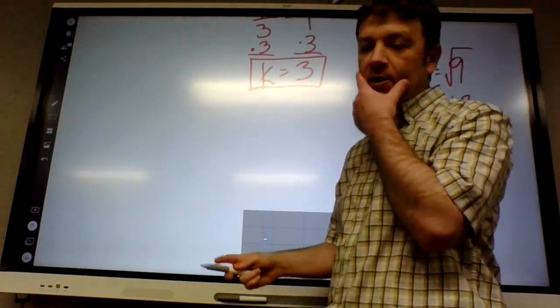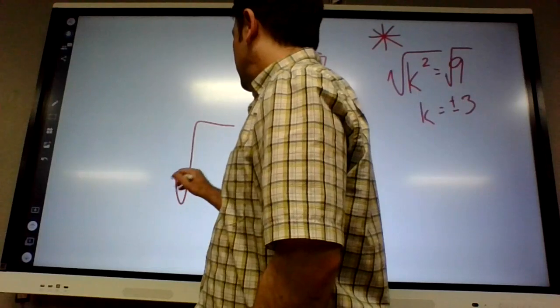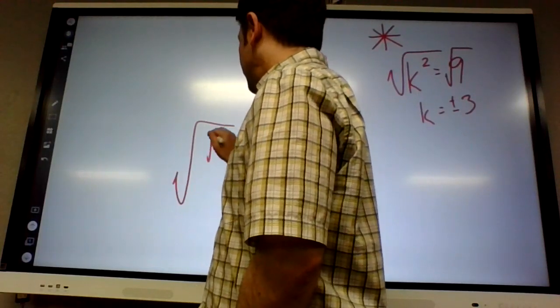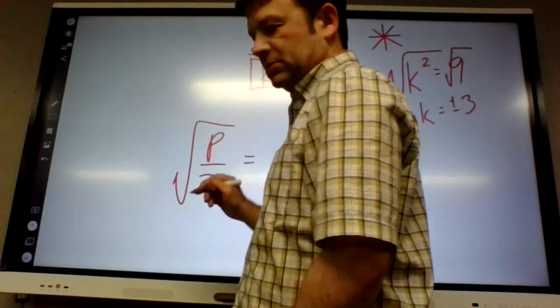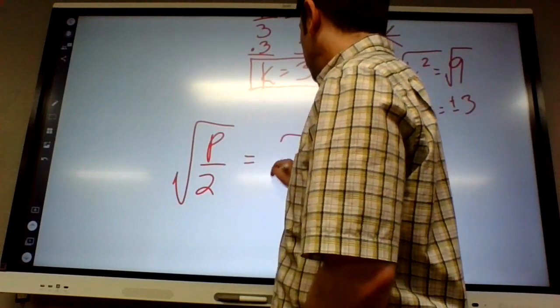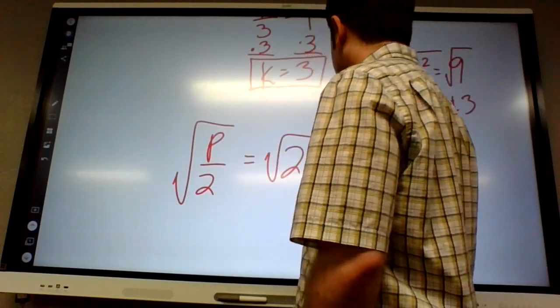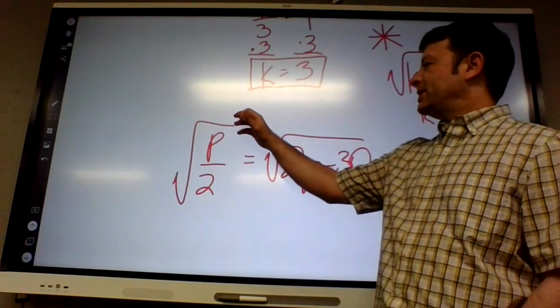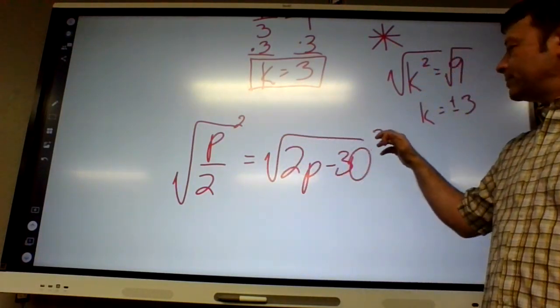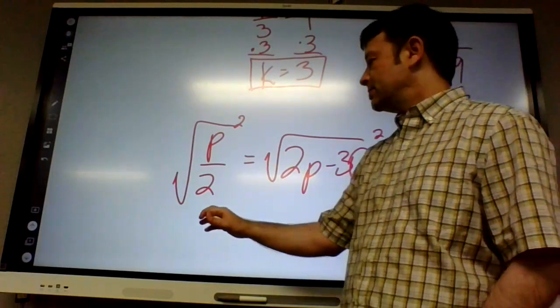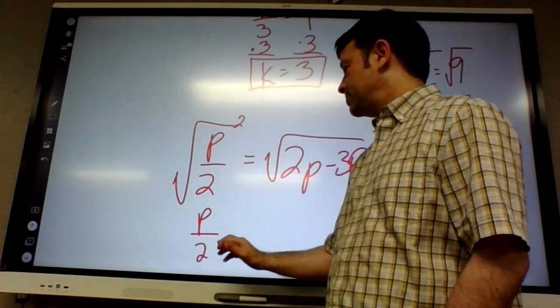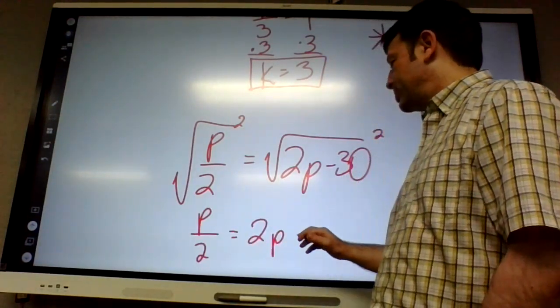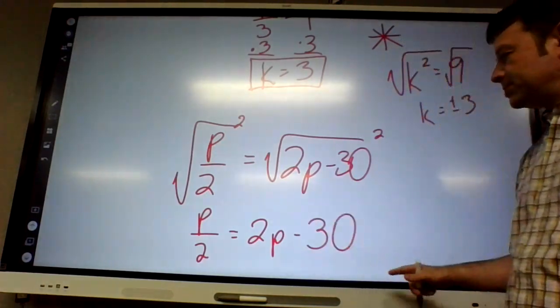Number 13. Okay, this one caused us all kinds of grief. Any guesses for the first step? Square. Yeah, since both sides are in the square root, we can fix that real quick. Just square both sides. And we have p over 2. This is actually the point where we kind of run into issues.